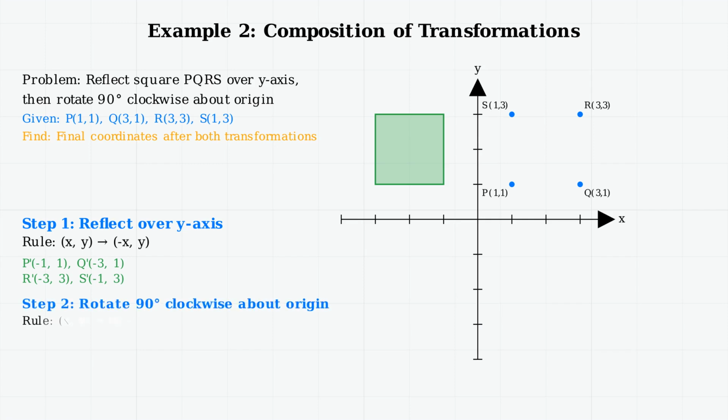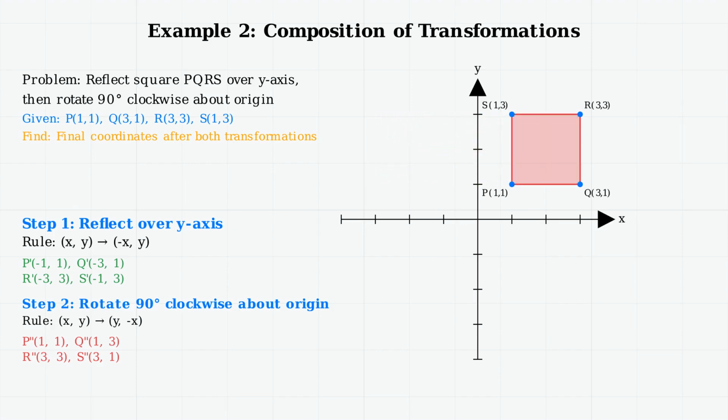Step 2, now we rotate 90 degrees clockwise about the origin. For clockwise rotation, the rule is (x,y) becomes (y,-x). This is a critical point where students often make mistakes. Remember, it's clockwise, not counterclockwise. Let's see the final transformation. The square rotates 90 degrees clockwise from its reflected position.